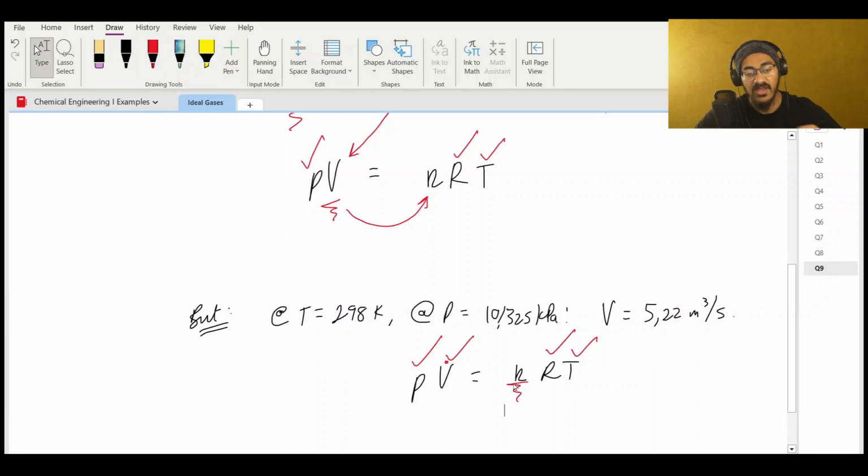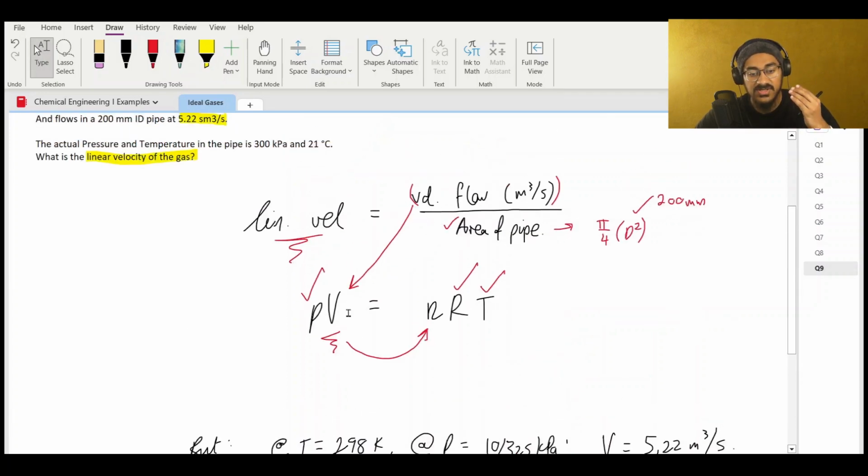And do you agree, if I know the number of moles at this temperature and this pressure, then even if you move to a different pressure and a different temperature, like over here, you move to 21 degrees Celsius and 300 kPa, the number of moles of gas in that pipe is not going to change. I agree, right?